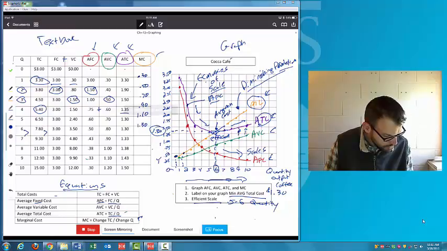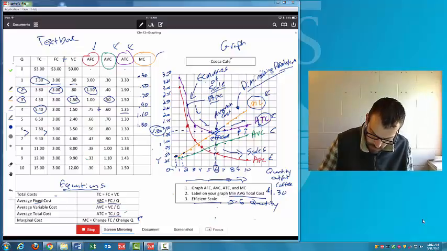$1.30, $1.50, $1.70, and $1.90, and $2.10.